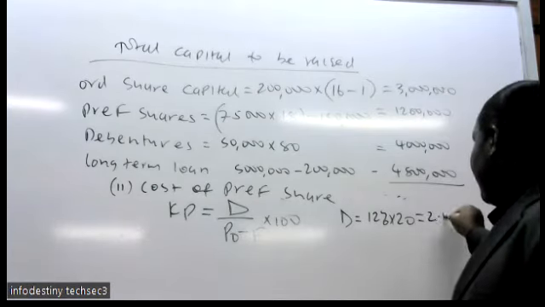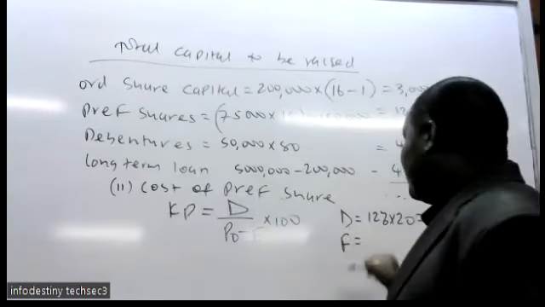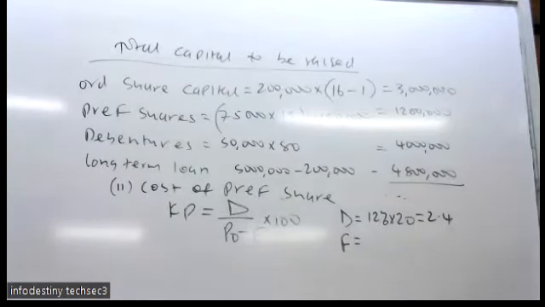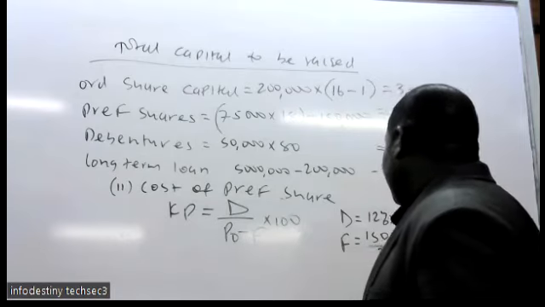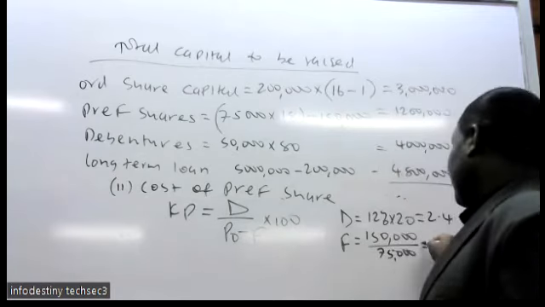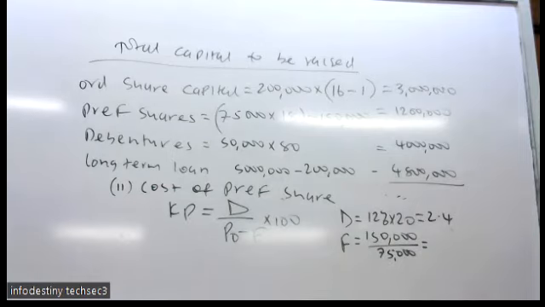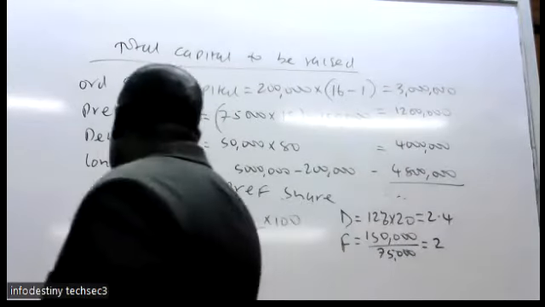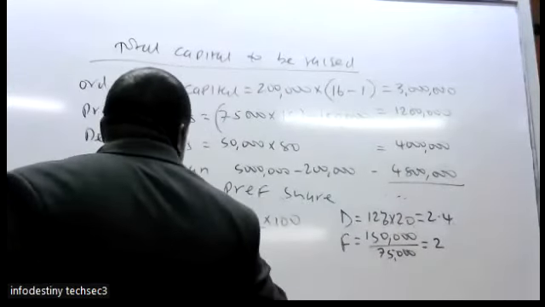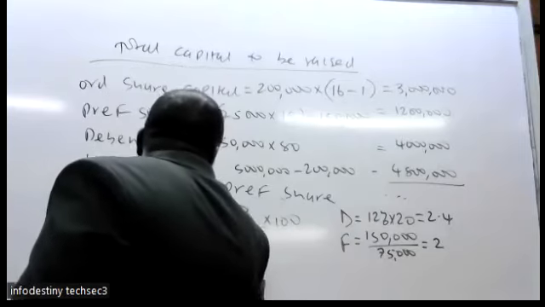That gives 2.4. The other item is the flotation cost. The flotation cost was not given per share. They gave you the total. So take 150,000 and divide by the number of preference shares, which is 75,000, so that you get the flotation cost per preference share. So now at this point, Kp should be equal to 2.4.